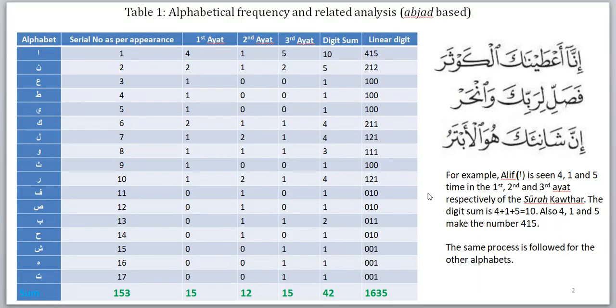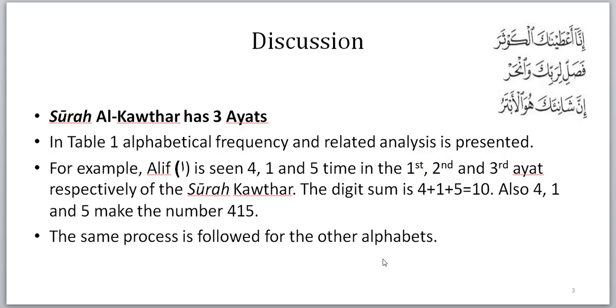That means, as I have told, that alif is seen four times, one time, and 5 times in this surah. And if we add them, we will get 10, and the linear digit will be 415, that is placed in this column. The same process is followed for all the other alphabets.